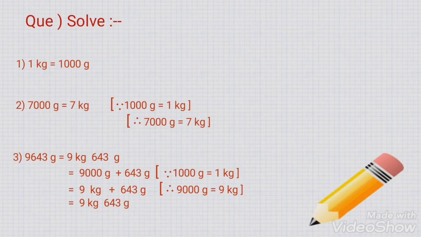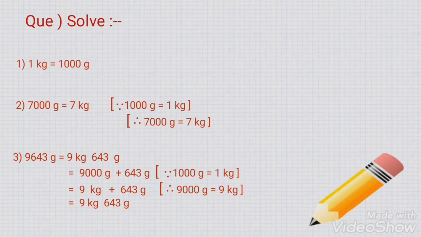Moving on to the third question. 9643 gram, we have to convert it into kg and grams. So the answer is that in 9643 grams there are 9 kg and 643 grams. How did it came? Let us see.